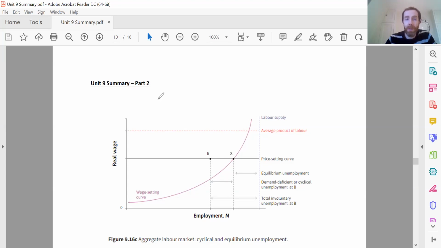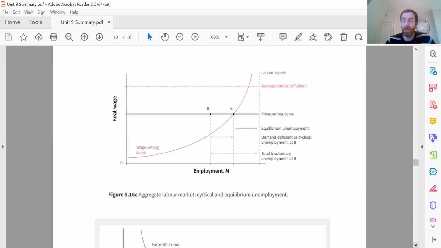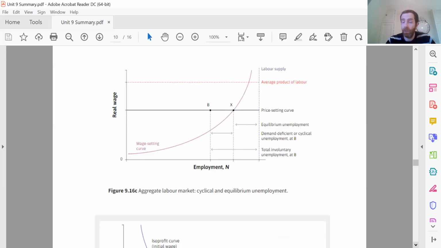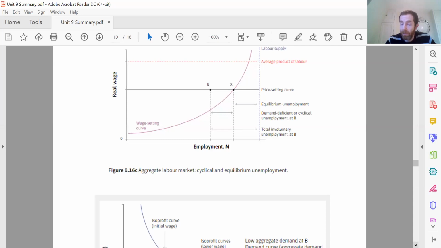So what we're going to think about now is, well, what might happen? We know at point B, that's a disequilibrium. We have a point here where there's a gap between the wage setting curve and the price setting curve. So we can't be in equilibrium. We're at a point where they're not the same as each other. So we're going to think about two ways that we could get back to equilibrium. The first is the way that does not require any sort of government involvement whatsoever.